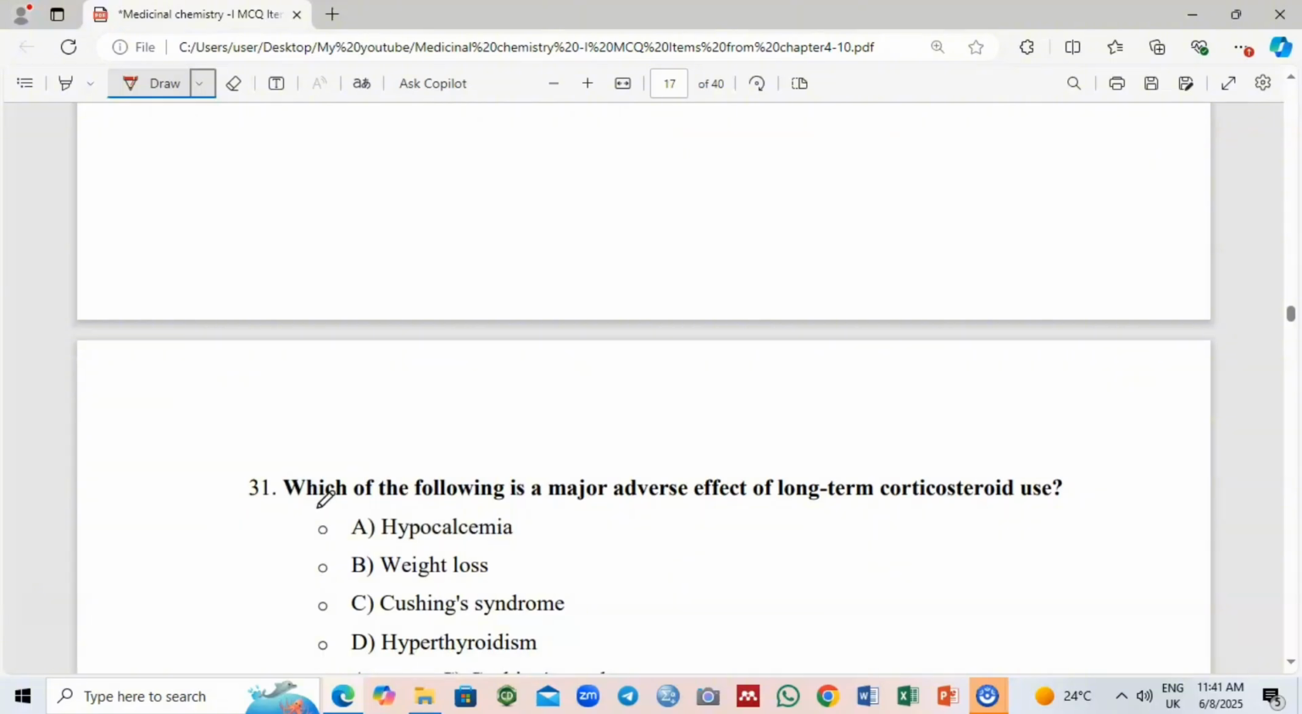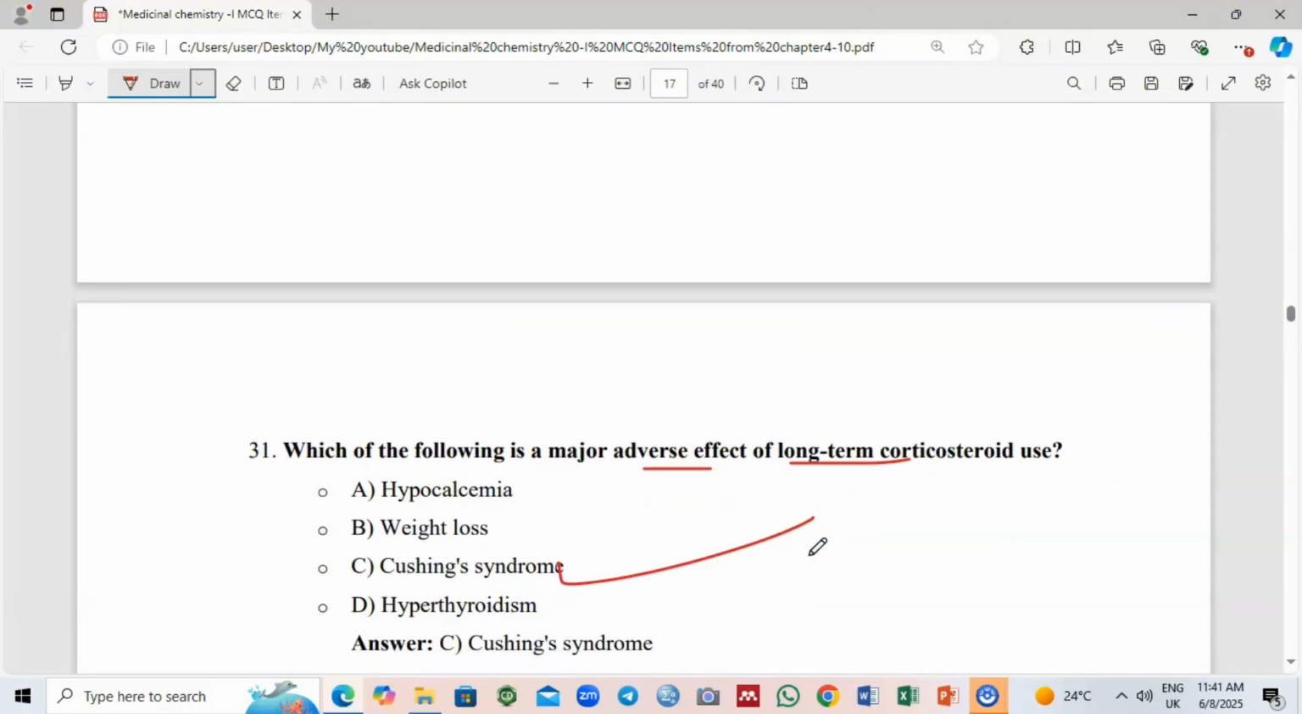Question number 31. Which of the following is a major adverse effect of long-term corticosteroid use? Hypocalcemia, weight loss, Cushing syndrome, hyperthyroidism. So long-term exposure to glucocorticoid and mineralocorticoid, or in general corticoid, can be associated with Cushing syndrome.